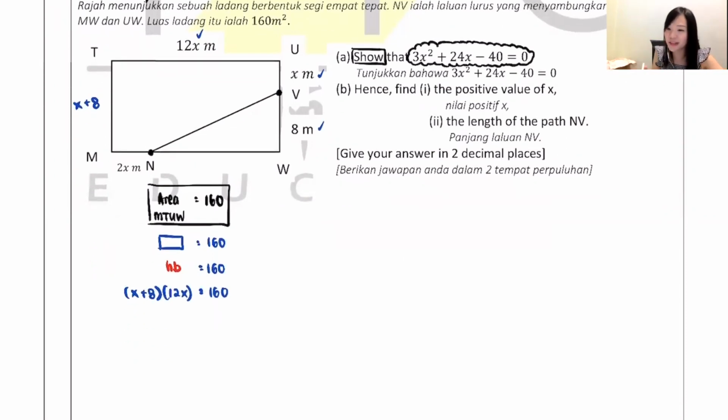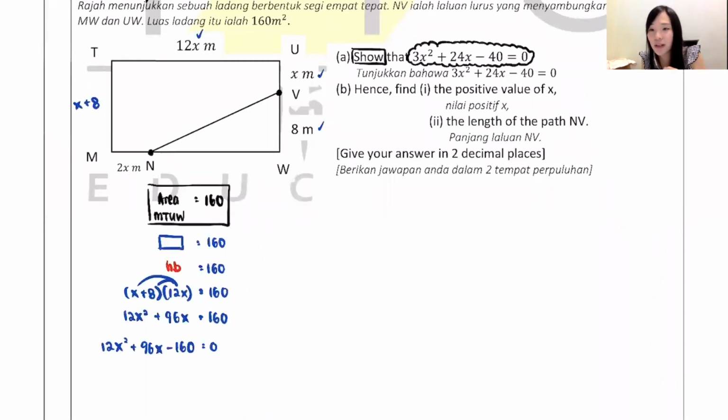Isn't it very common sense, my dear? So let's open the bracket. 12X times X, 12X squared. 12 times 8, isn't it 96X? Equals 160. Hey guys, what does it look like? Your favorite general form. Isn't it the general form? It must equal 0 again. So guys, every single thing I move to one side. Do I get full marks or what should I do now?